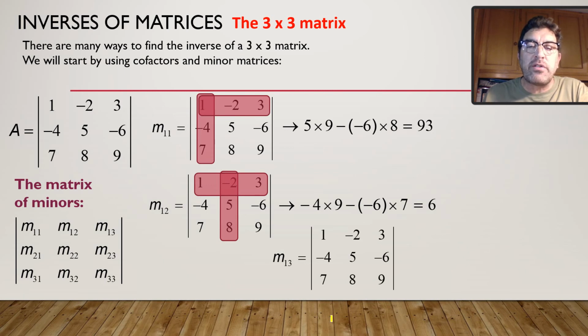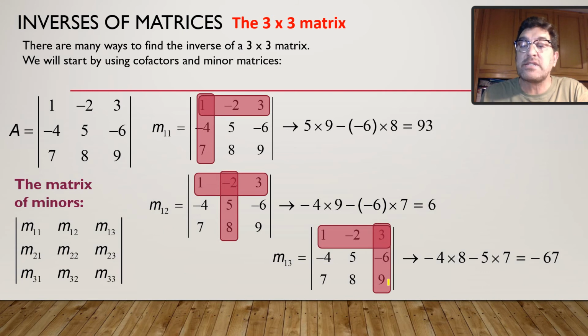Entry 1, 3, row 1, column 3. We're working here, so we cover that and this, and we find the determinant of what remains, and it's minus 67. So there we have the very first row of our matrix of minors. It's going to be 93, 6, and minus 67.